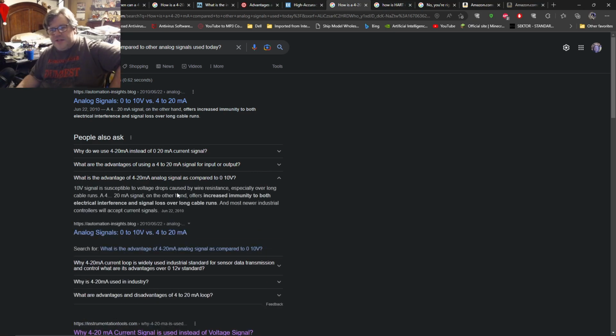A 10-volt signal is susceptible to voltage drops caused by wire resistance, especially over long cable runs. A 4 to 20 milliamp signal, on the other hand, offers increased immunity to both electrical interference and signal loss over long cable runs. And most newer industrial controllers will accept current signals. So there you go.